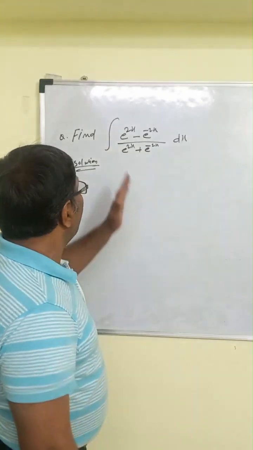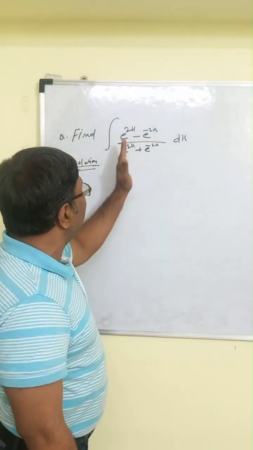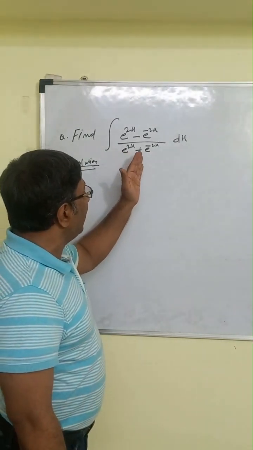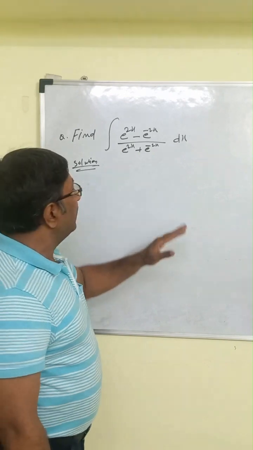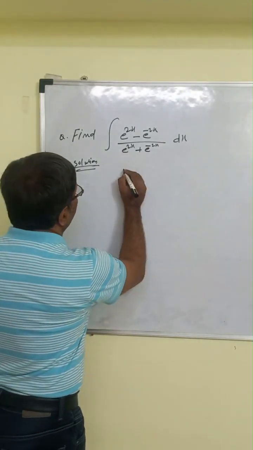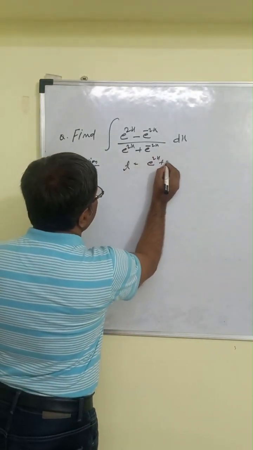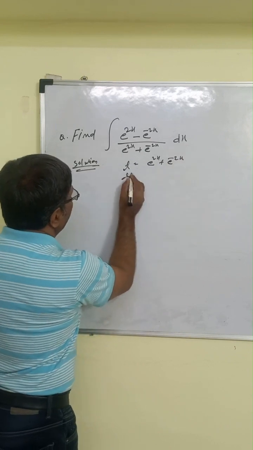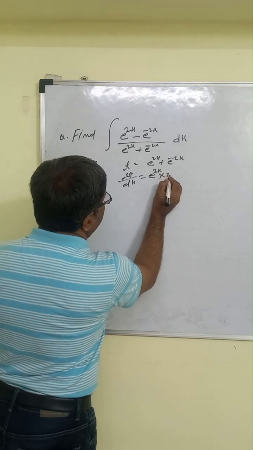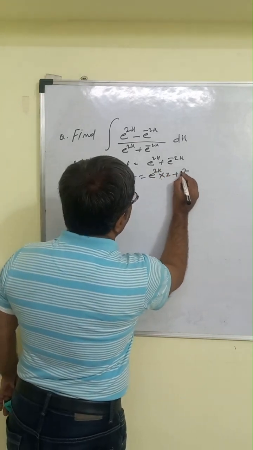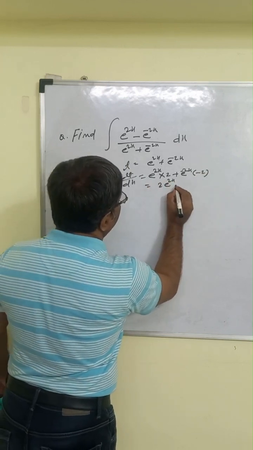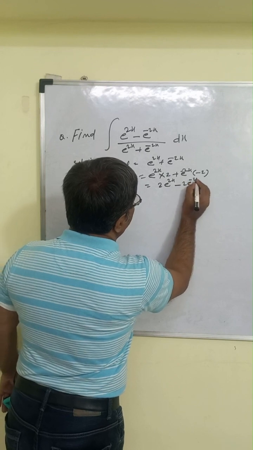Let us see the question. Find the integration of e to the power 2x minus e to the power minus 2x divided by e to the power 2x plus e to the power minus 2x. So we know the derivative of this denominator is equal to the numerator. So just put t equal to e to the power 2x plus e to the power minus 2x. So the derivative dt by dx is e to the power 2x multiplied by 2, and plus e to the power minus 2x multiplied by minus 2. So we will get 2 e to the power 2x minus 2 e to the power minus 2x.